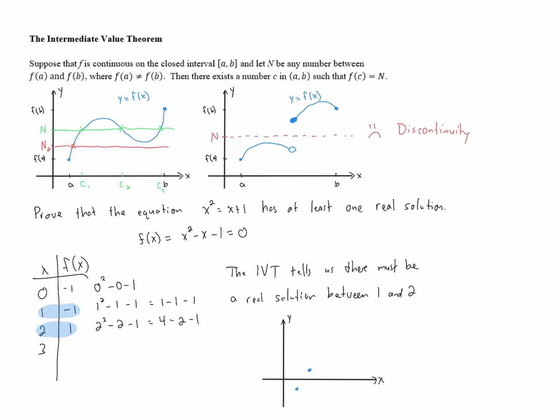This is really helpful if we want to figure out whether or not a function has a real 0, or whether or not we want to determine if an equation has a real solution. Being able to set up a table of values like this and try some values can help us confirm if a continuous function does have at least one solution.